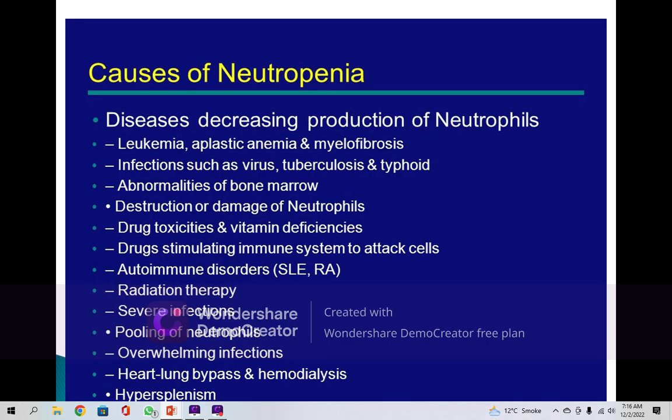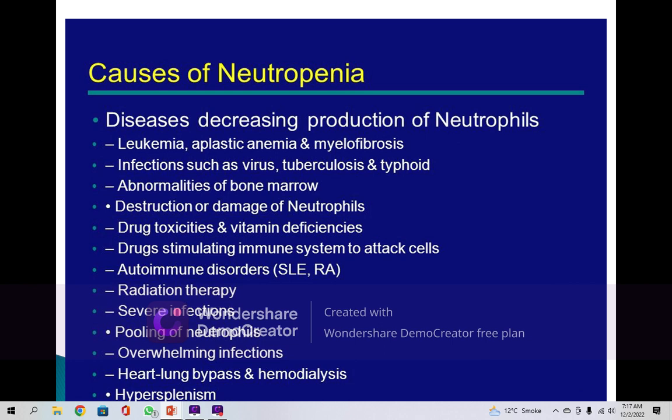Another condition which causes a decrement of the neutrophils is called neutropenia, because neutrophils have specific functions. The reduction is definitely harmful to the body. For example, leukemias, aplastic anemias and myelofibrosis replace the neutrophils with other cells. And infections such as viral infections, tuberculosis, and typhoid show relative neutropenia in comparison with the lymphocytes. So, in enteric fever, specifically speaking, the absolute neutrophil count is lower.